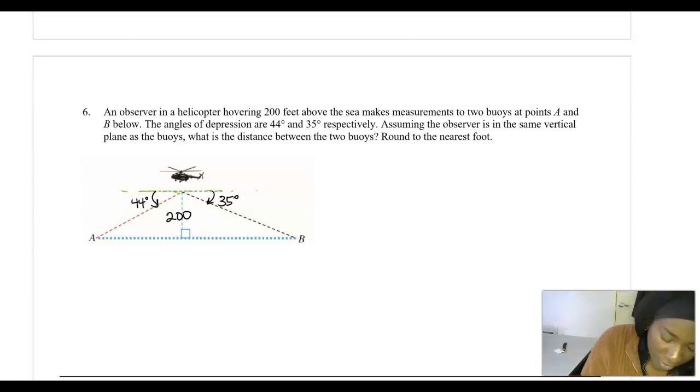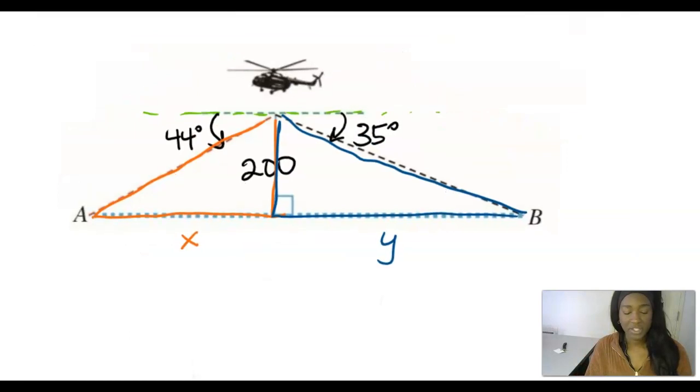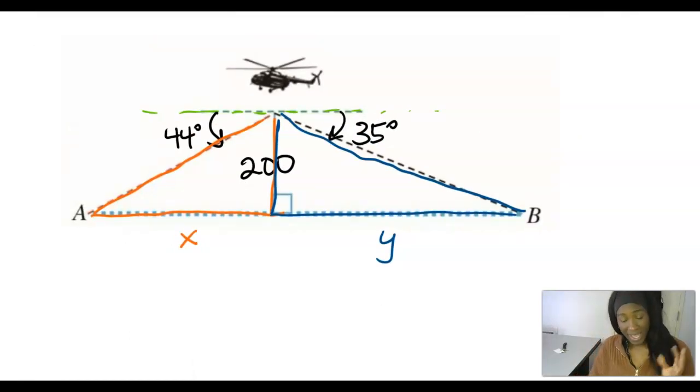So we're going to think of this as two separate triangles. One triangle over here on the left, with this distance I will call x, and a separate triangle over here on the right, with this distance that I will call y, and we will have to find x and y and then add them together. Now inside these triangles, we need to actually get some angles on the inside of them, which we use those angles of depression to do.